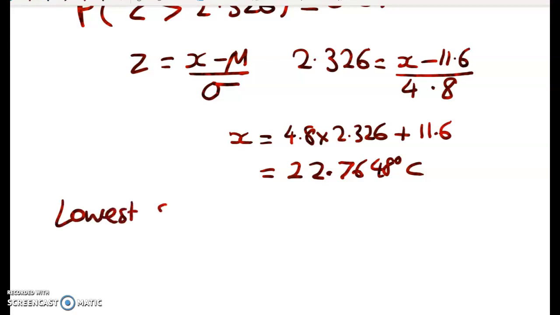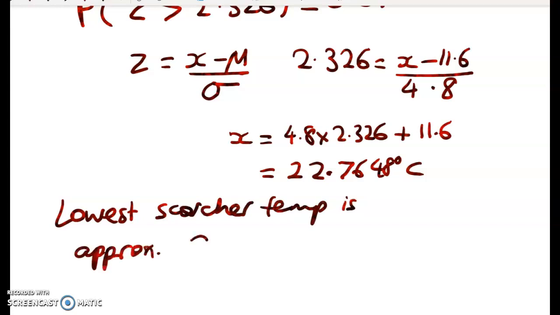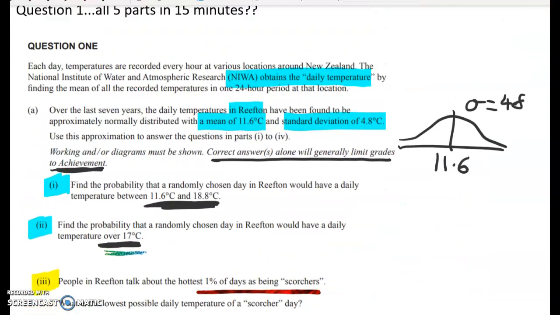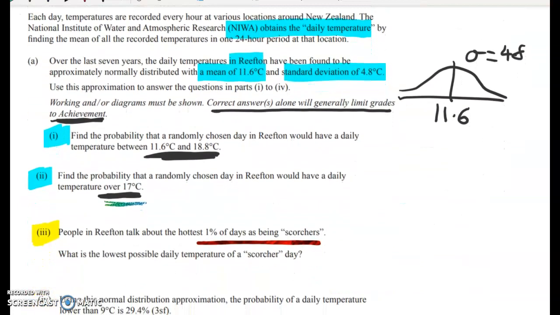The lowest scorcher temp is approximately 22.8 degrees Celsius. So that just sounds crazily low. I wonder if this data is for real. I know Reefton is kind of cold, but I didn't know it was that cold.